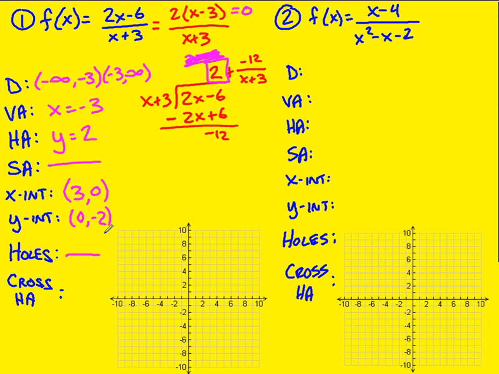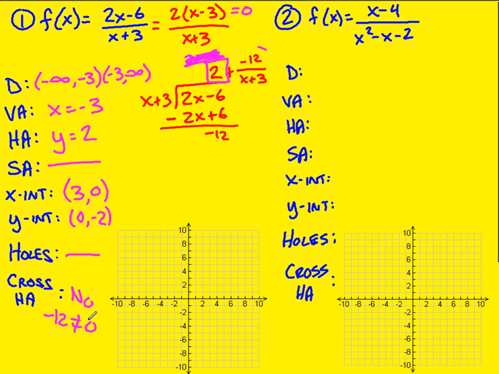And where does it cross the horizontal asymptote? It crosses the horizontal asymptote whenever this remainder equals 0. Well, that can never happen because negative 12 never equals 0. The number cannot equal 0 unless it's 0 itself.